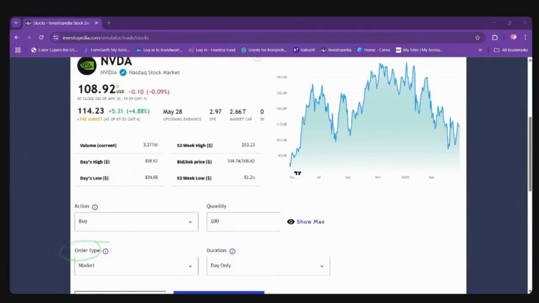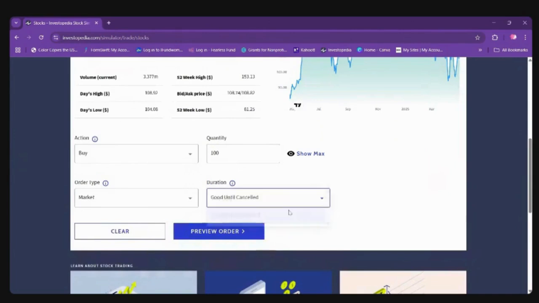Next is the order type. There are, of course, several different order types, so we're going to leave it at market. And then duration. Now, because we don't care when this trade happens, as long as it executes, we can always change this to good until cancel. So basically what this means is if you do day only, that means if I started at 8 o'clock, let's say on a Wednesday morning, I expect you to make this trade happen before the end of the day. And then if it doesn't, please cancel my request. However, because we're using the simulator here, we're going to just put good until cancel.